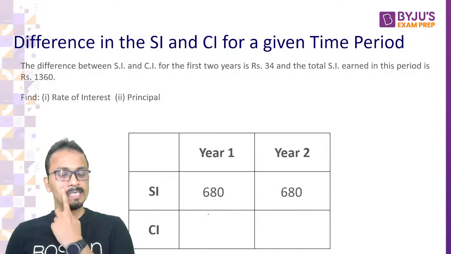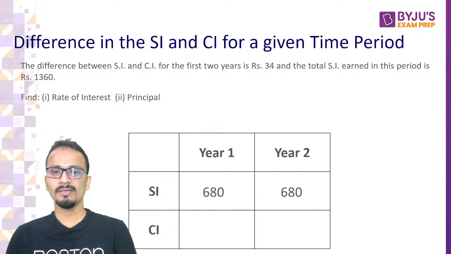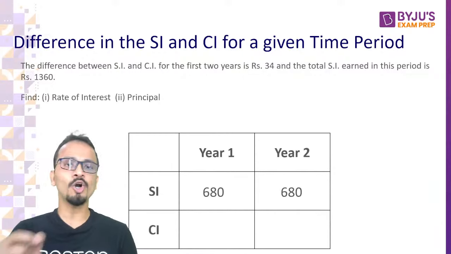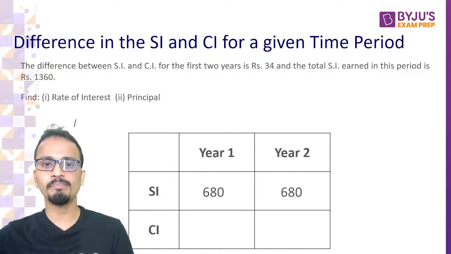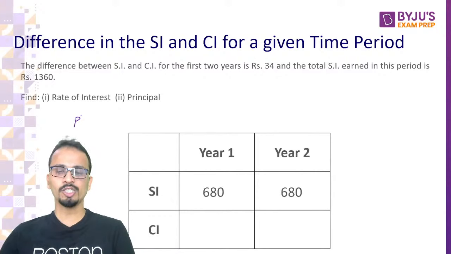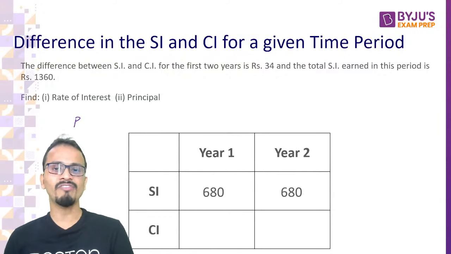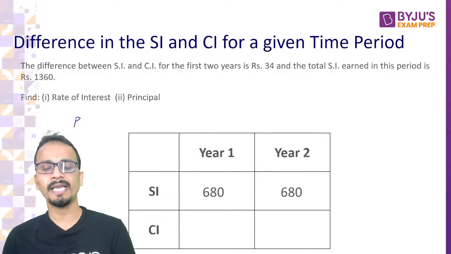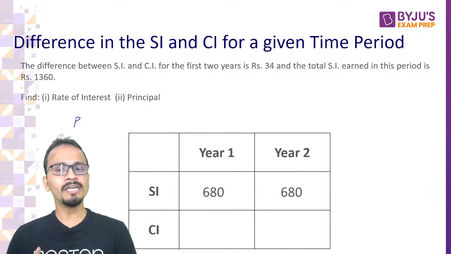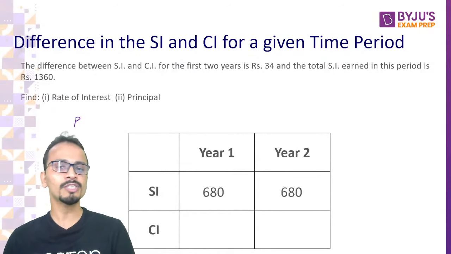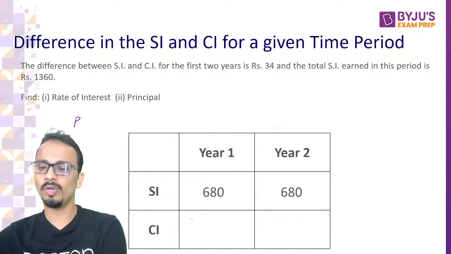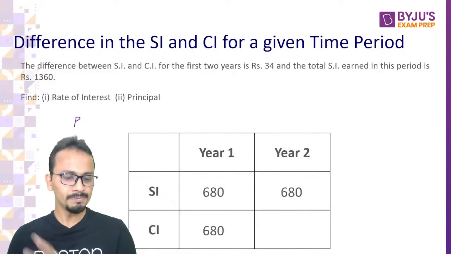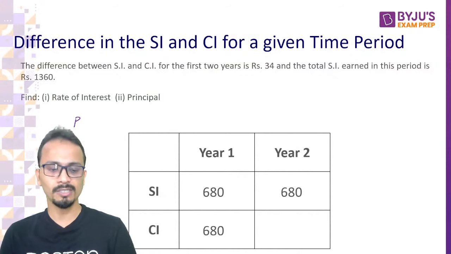Now the logic says that in the first year, both simple and compound interest were calculated on the same principal. Let's say P is the principal. If they were calculated on the same value at the same rate of interest, their values should be the same. So yes, friends, simple interest for the first year as well as compound interest for the first year are both equal. So compound interest for the first year will also be 680. Wonderful, Karamjot. Correct answer you have given.